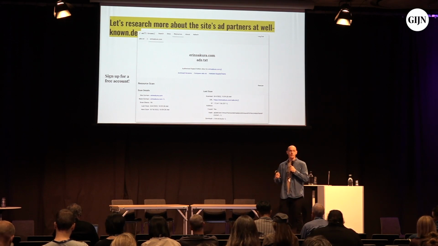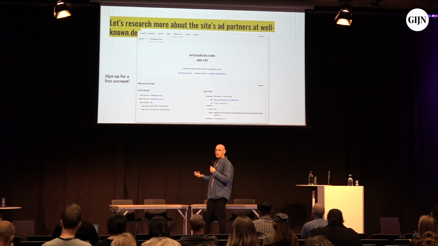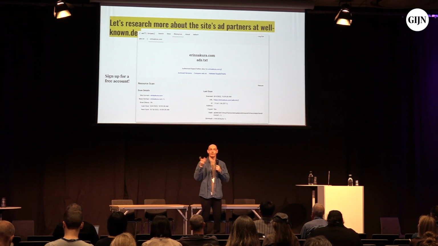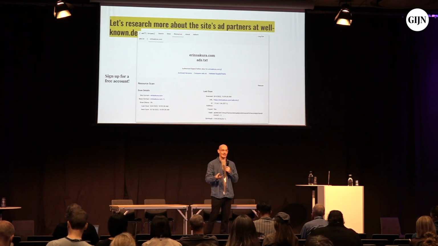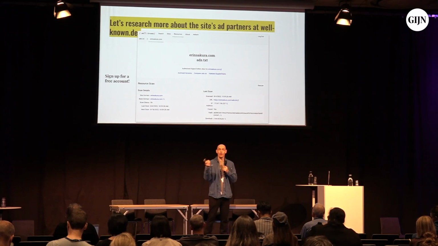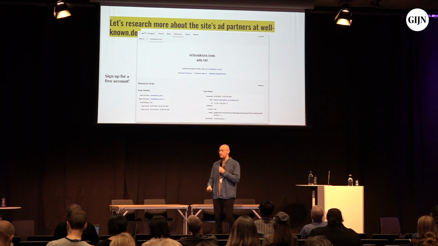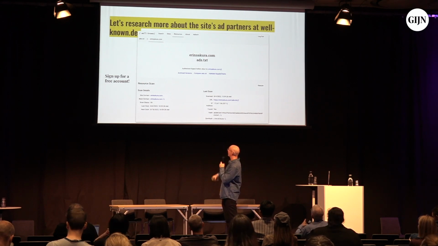So whenever you are interested in a publishers' ad relationships, the first thing that you can do is you can go and look at their ads.txt file and see if it's there and see if there's a lot of stuff. And then the other thing you can do is you can go to wellknown.dev and you can put in the URL of that website. And so, for example, you get the ads.txt file and the data for that Malaysian website we were looking at. Oh, right, I have a laser pointer. Look at that. Oh my God, that's exciting.